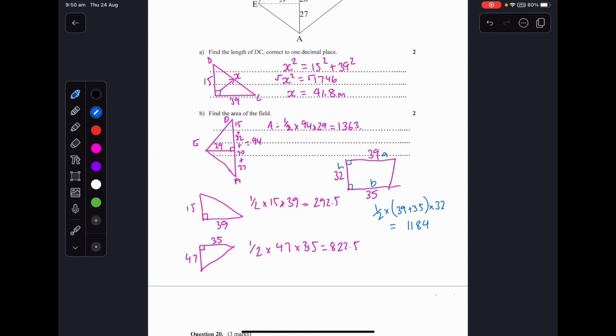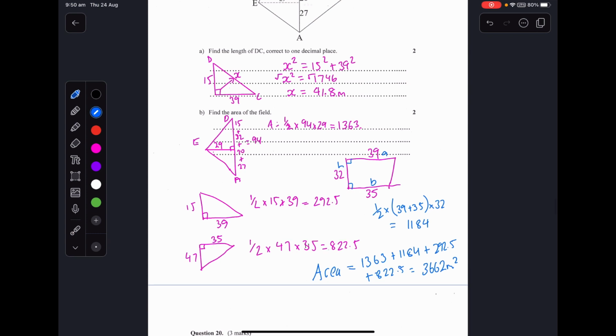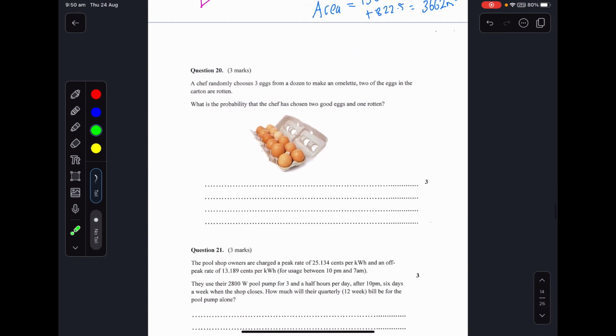So our total area will be all of these added together. So 1363 plus 1184 plus our other two triangles, 292.5 plus 822.5, and we end up with a total of 3662 meters squared. Okay, again, you don't have to do all of that drawing, but you do have to show your working out. So you would need to show this part, this part, this part, this part, and then show that you've added them together. Okay? All right, question 20.